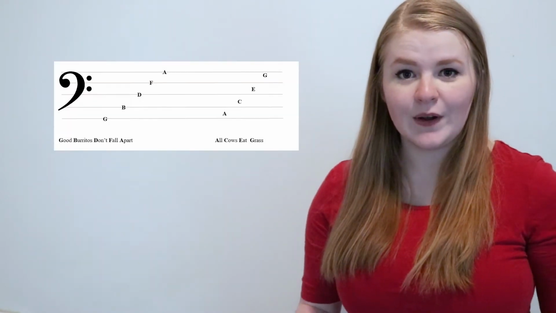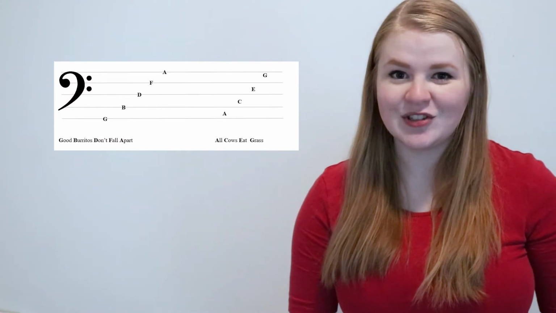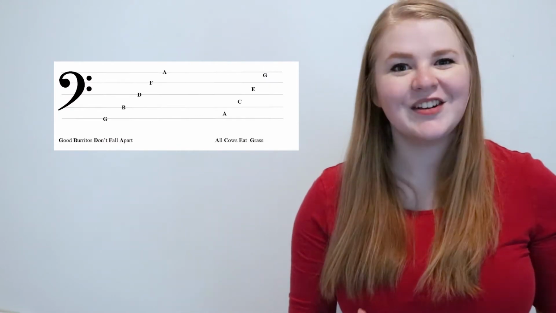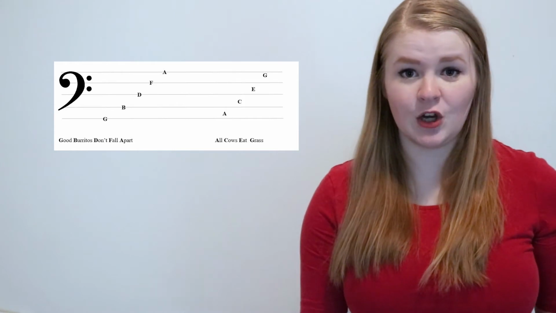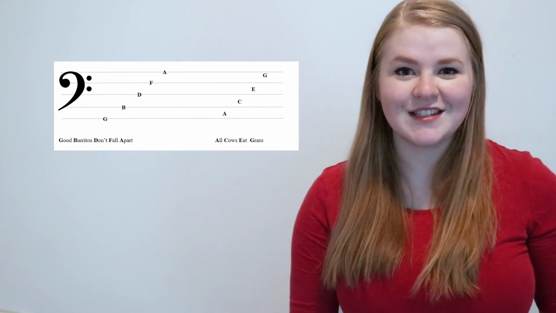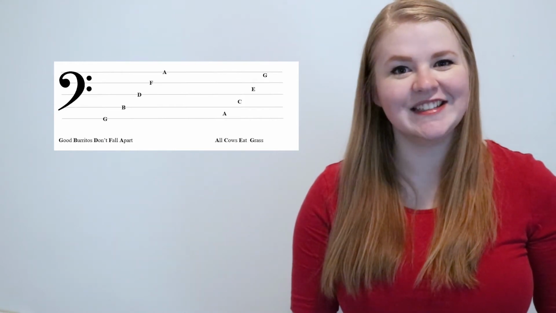The best memory trick I have for the note names of the lines on the bass clef, starting from the bottom going up, is good burritos don't fall apart. The note names of the spaces on the bass clef going up are all cows eat grass, A-C-E-G.